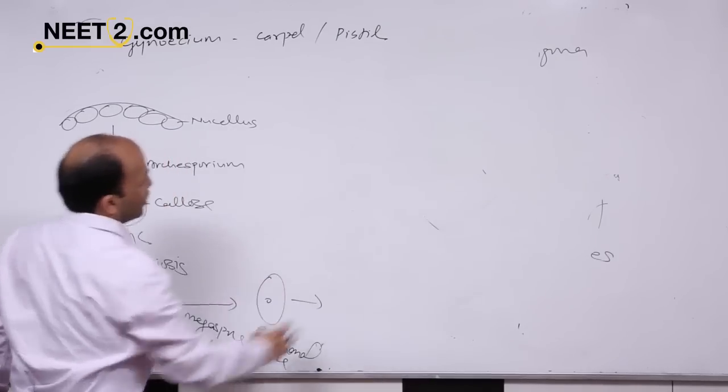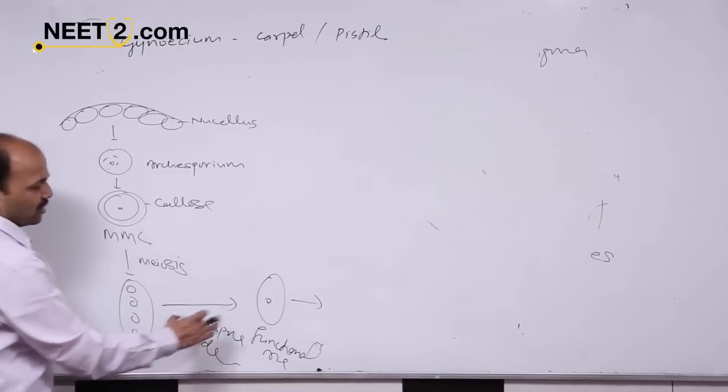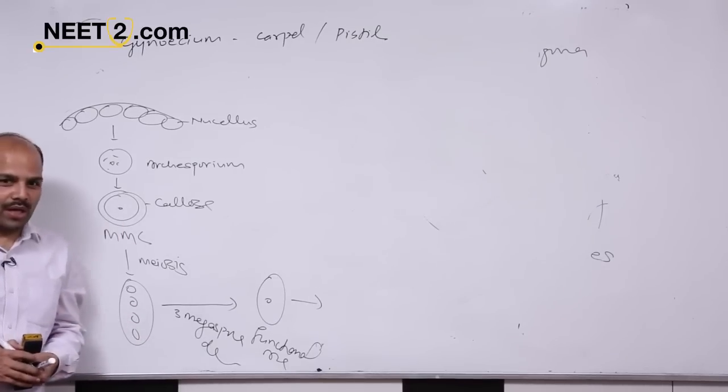The rest of the divisions will occur by mitosis. Till here there is megasporogenesis. After that there will be megagametogenesis. So please note it down. After that we will talk about megagametogenesis.